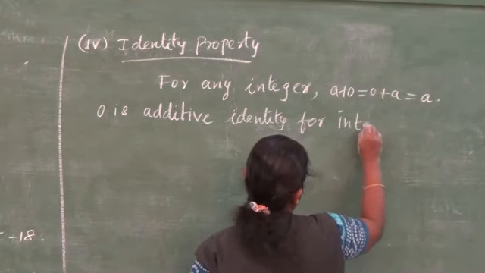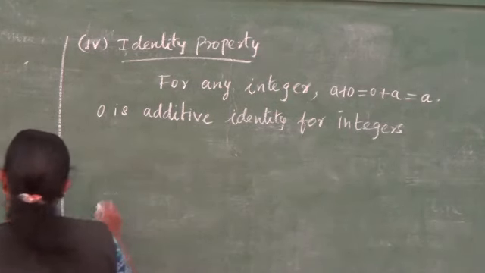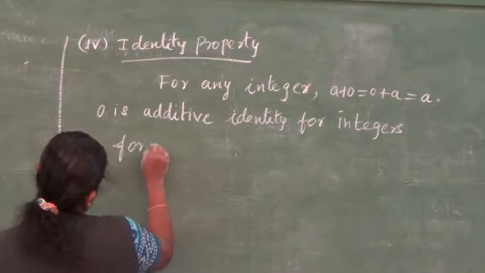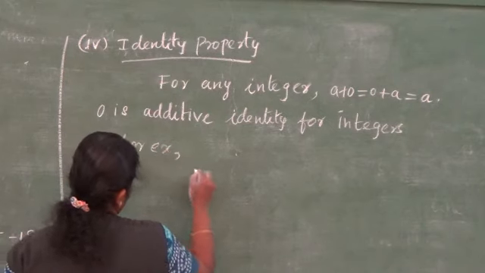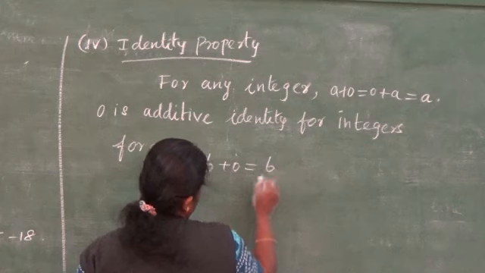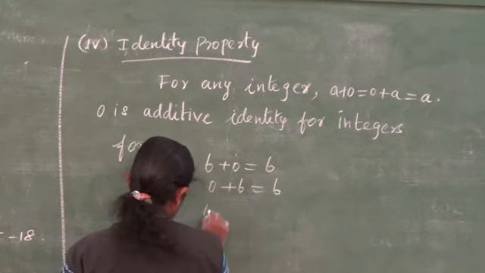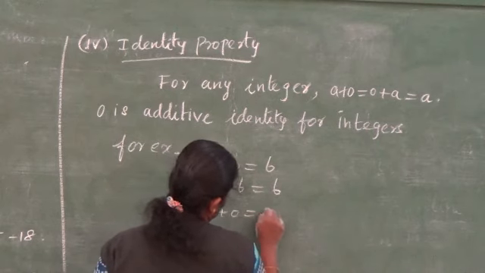identity for integers. For example, 6 plus 0 equals to 6. 0 plus 6 equals to 6.